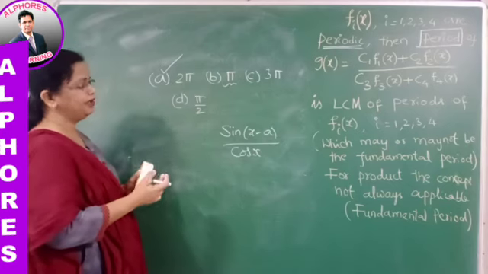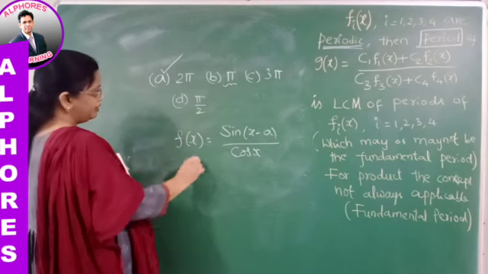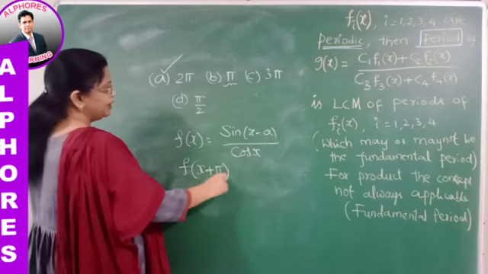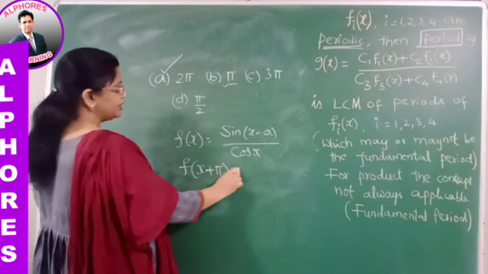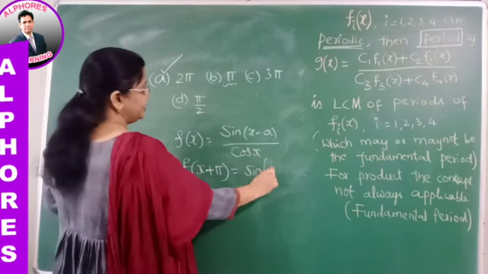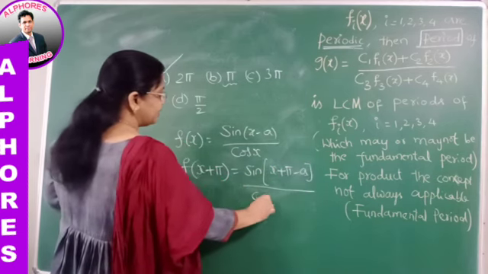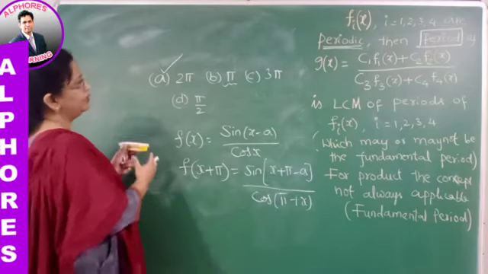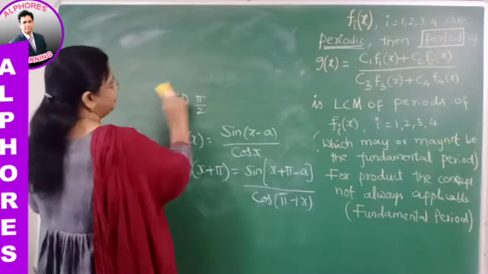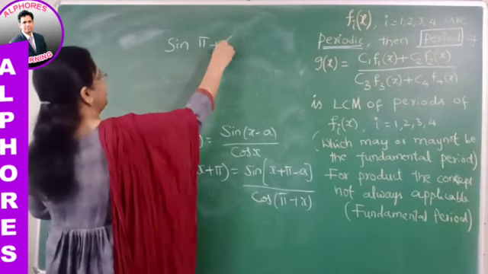It will take very little time. If I take this as f of x, what you have to take is f of x plus pi. That is the least value to test, and you just replace x by x plus pi. Then this is sin of x plus pi minus a, and this one is cos of how much? Pi plus x, right? Or x plus pi. Then how do we write the numerator? It is sin of pi plus x minus a.